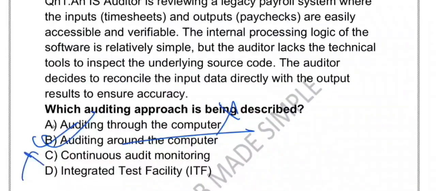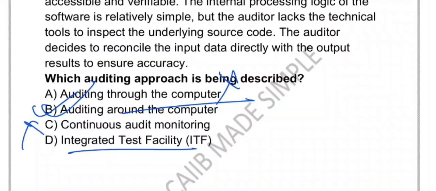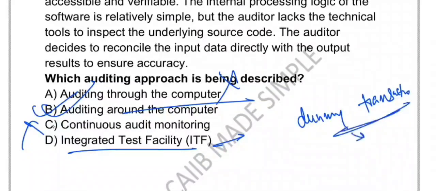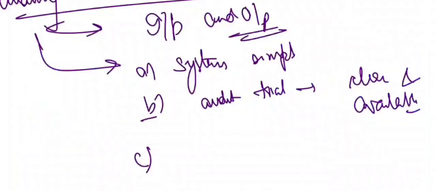C is wrong. The fourth option they have given is integrated test facility. In this case, the auditor inserts dummy transactions into a live system, which is not being done here. So D is also not correct. The memory trick to remember the logic behind this question is very simple. You can remember it like this.